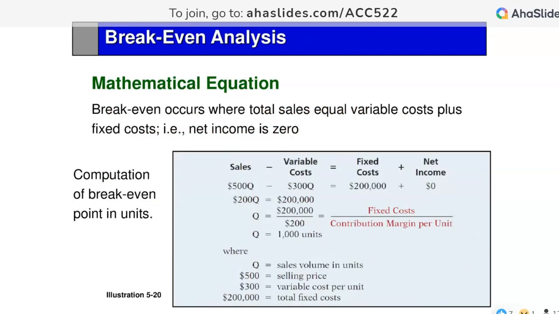Okay, so now here is the basic equation. Sales: I'm going to let that level of activity be Q, I guess for quantity. 500 times the number of units, minus the variable cost times the number of units, which is 300 times the number of units, equals my fixed cost plus zero profit. That's the mathematical formula: the total revenue minus the total variable costs equals 200,000. So when I solve for Q, 500 minus 300, I get 200Q, and that equals 200,000. To get Q, I divide the 200,000 by the 200, and I get 1,000 units.